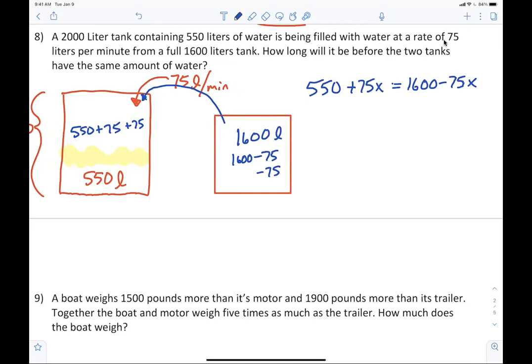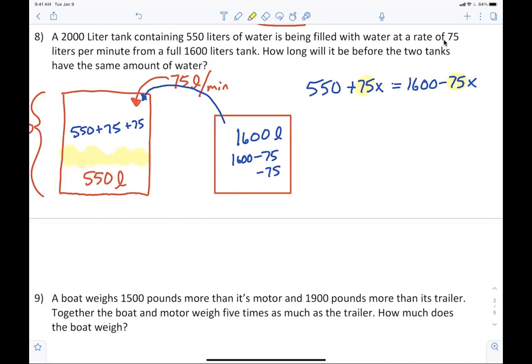And that just came about simply because I was drawing it out and I didn't know how to write it. So I just pictured 75 going from one tank to the other. After every minute, one tank is gaining what? 75, while the other tank is what? Losing 75. All right, so now you should know how to solve this.